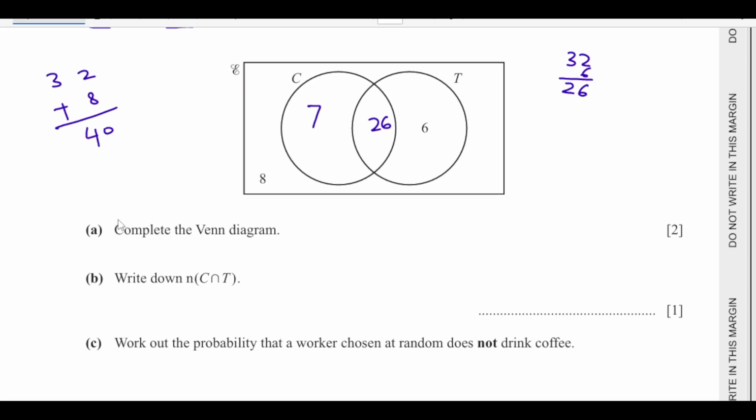Now work out n of C intersection T, the number of people in the intersection. The intersection is this part here, the common part, right? So this answer is 26.